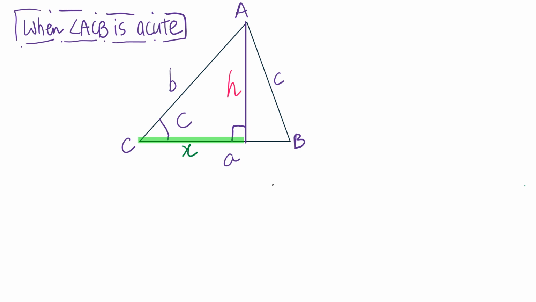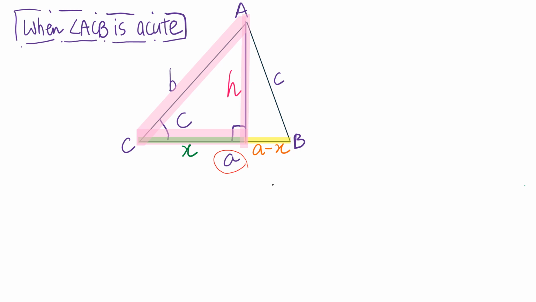And then CB, I'm going to divide into two parts. The one highlighted in green, I'm going to call x. And the one highlighted in yellow will be a minus x. Why is it a minus x? Because the length CB is a.